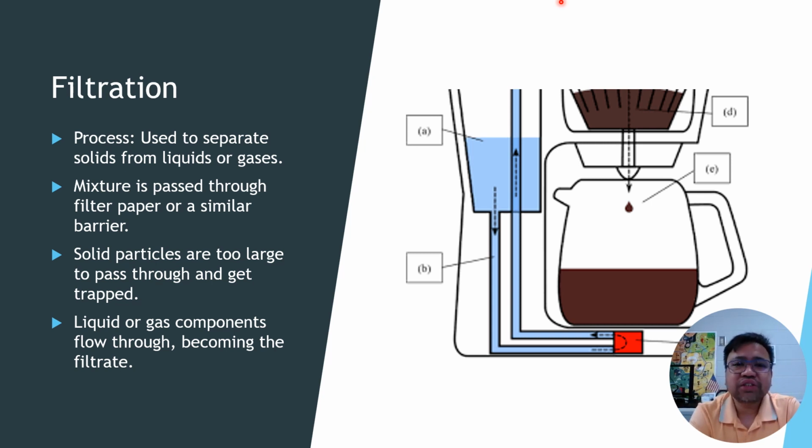The magic of filtration lies in the size of the particles. The solid particles in our mixture are too large to pass through the tiny pores of the filter paper. As a result, they get trapped on one side, much like leaves caught in a net. On the other side of the filter, we have our liquid or gas that has successfully passed through. This is what we call the filtrate. It's the purified component, free from the solid particles that were present in the original mixture.